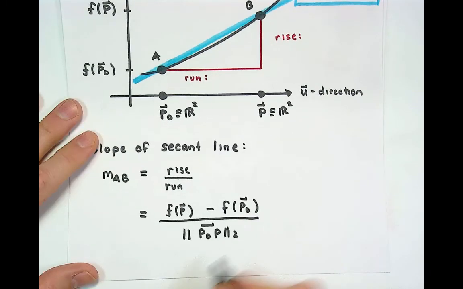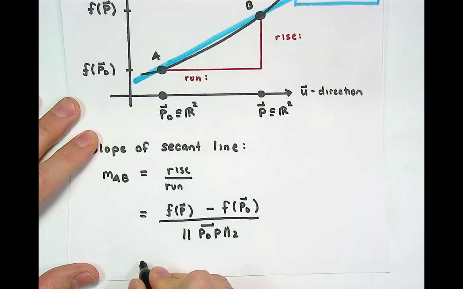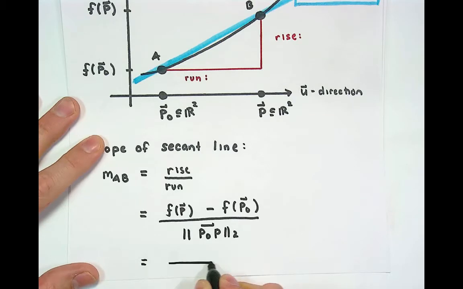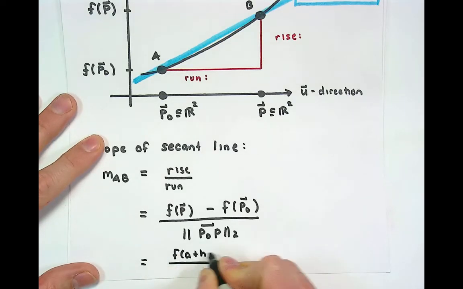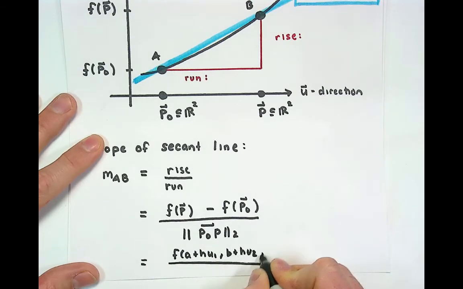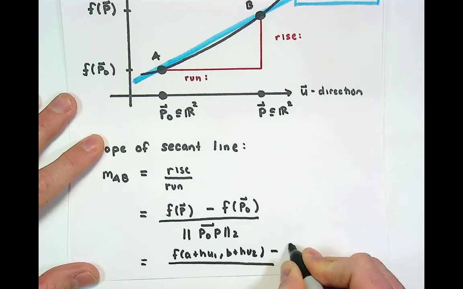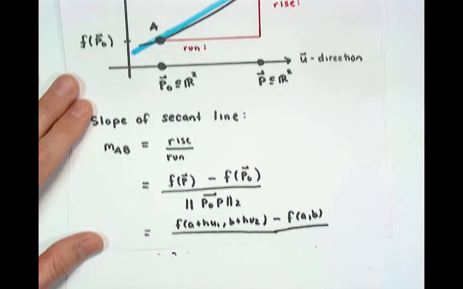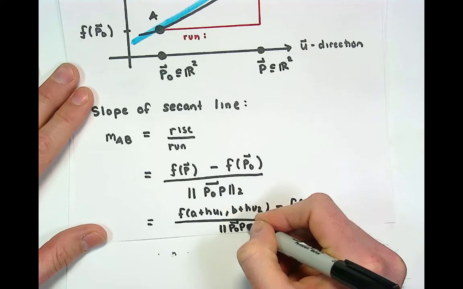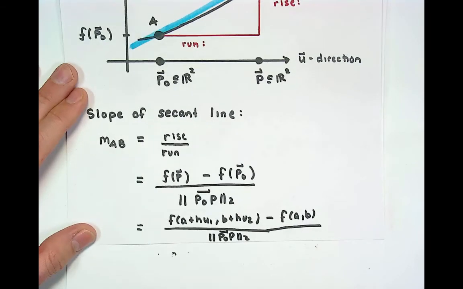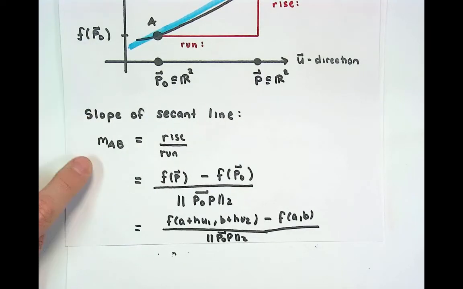We're not done because we actually can evaluate exactly what those should be. So this would be f of a plus hu1, b plus hu2, minus f of a, b, and then all divided by the length of the vector that connects p naught to p, which we're going to write in 2 norm. Okay, so that's the slope of the secant line.